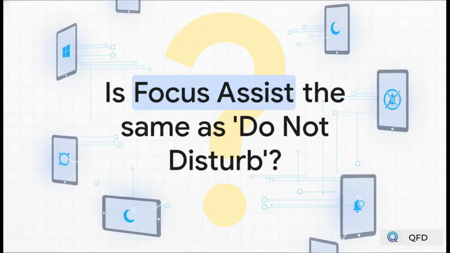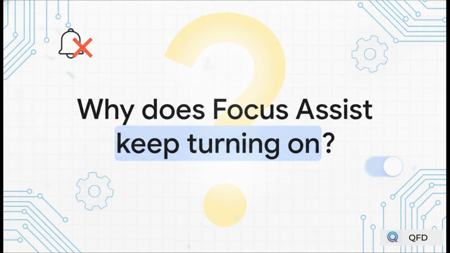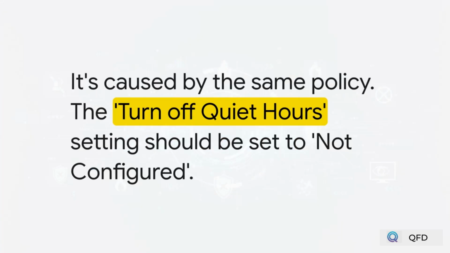So you might be thinking, isn't this basically just do not disturb on my phone? And you'd be right. It's pretty much Windows' version of that same idea. Helps you control distractions. But why does this problem even happen in the first place? Well, it all goes back to that policy. If that turn off quiet hours policy gets set to anything but not configured, it can cause issues.